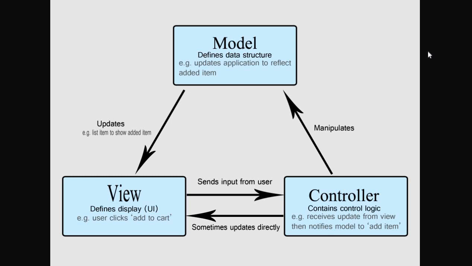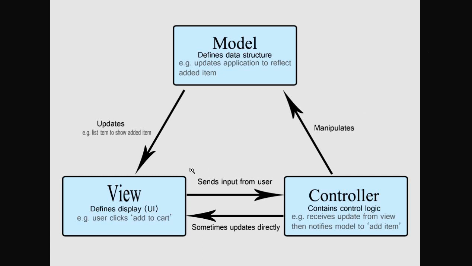Now today, most websites are built using MVC, which is called the Model View Controller. M stands for model, V stands for view, and C stands for controller. In the model view architecture, the view is responsible for defining the UI, or the user interface. The controller contains the control logic, and the model contains or defines the data structure.